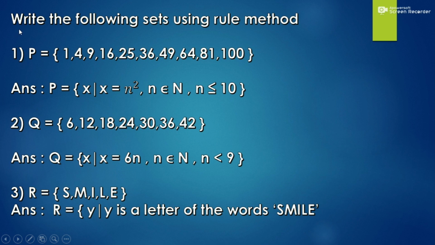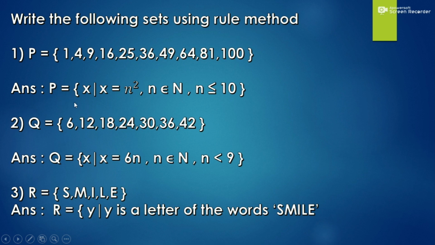Then our next question is: write the following sets using the rule method. Here this is the listing method, and we have to convert this listing method into the rule method. P is equal to 1, 4, 9, 16, 25, 36, 49, 64, 81, 100. These are the perfect square numbers. This 1, 4, 9, 16, 25 and so on are perfect square numbers. This is the set of perfect square numbers. Then the answer by using the rule method.